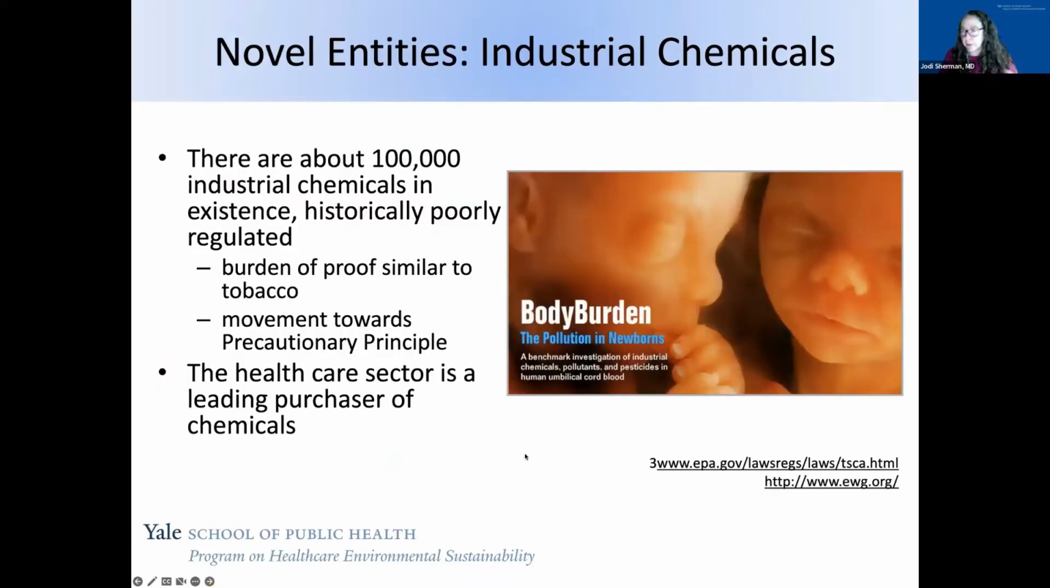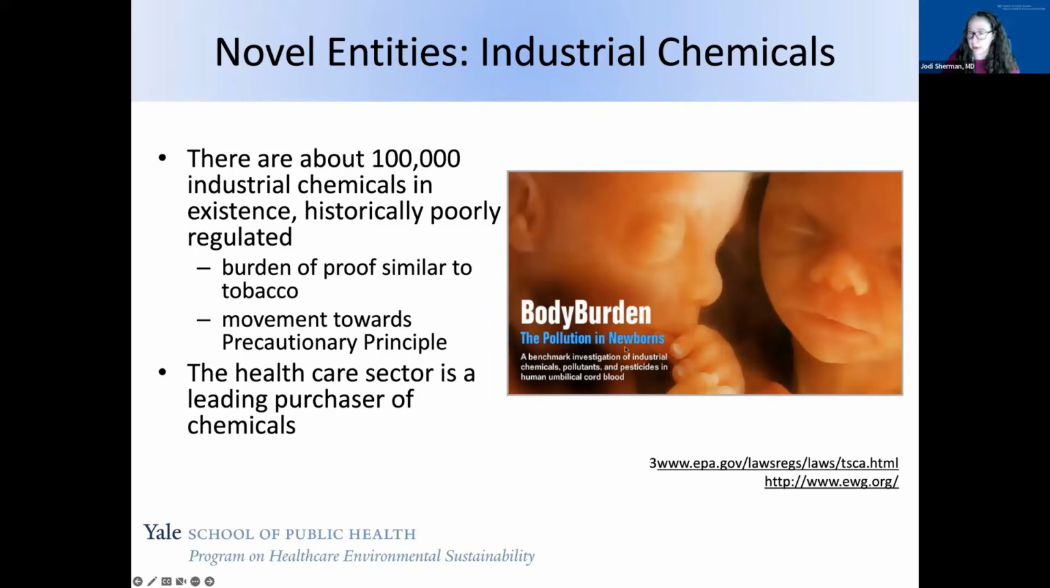So just very briefly, even though this is about climate change, I just want to mention there are more than 100,000 industrial chemicals in existence. They are not regulated the same as pharmaceuticals. There is no burden of proof of safety before they go to the marketplace. There is effort to reverse that burden of proof, particularly coming out of Europe. What's called the precautionary principle, that safety has to be proven first. But the cat's out of the bag on these chemicals. They are ubiquitous across the earth.